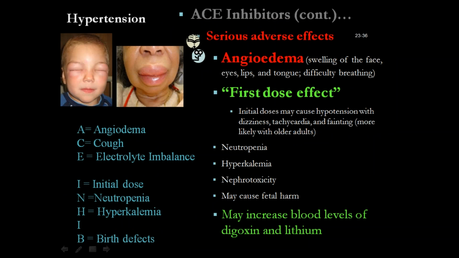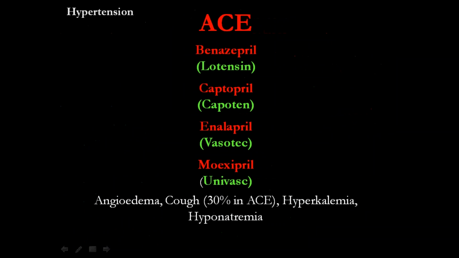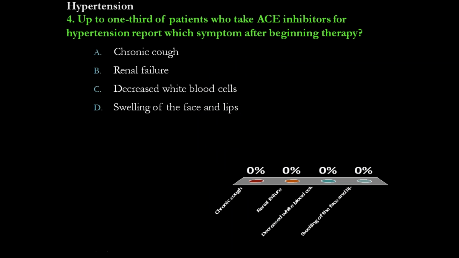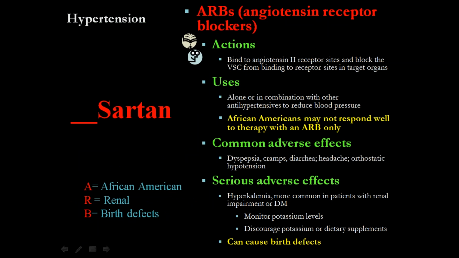All right, so let's keep going. Side effects of this ACE are going to be angioedema, cough, and electrolyte imbalance, the hyperkalemia. The suffix is pril, right? Pril. The favorite, I will say, or at least in my case, not for me but for patients, is going to be captopril.